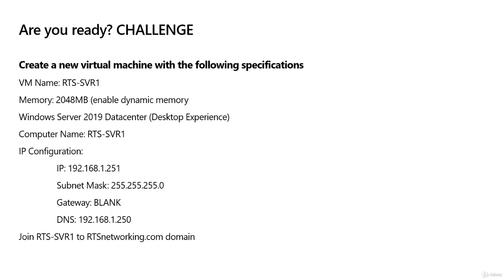Just set the DNS server to be 192.168.1.250, which is the IP address of the domain controller RTS-DC1. When that is defined, simply join it to the rtsnetworking.com domain. Do make sure that it's on the same virtual switch as well when you create the virtual machine. All should be well, and you should be able to work through that.